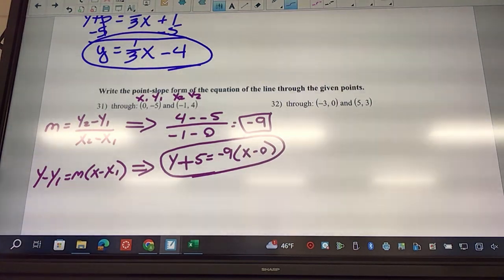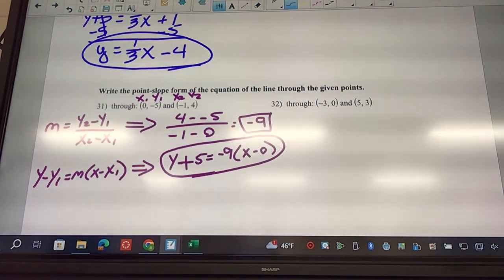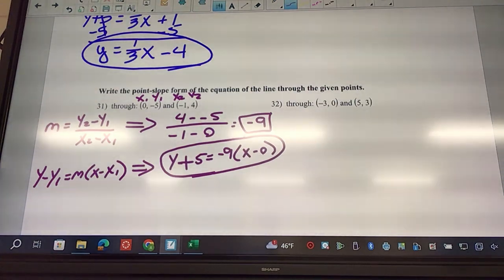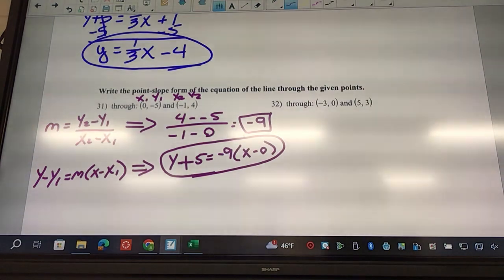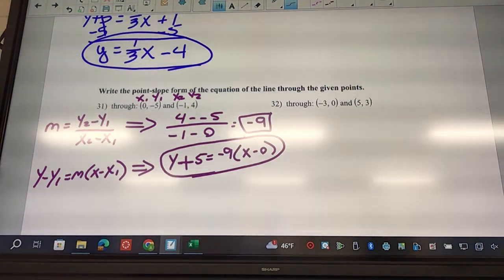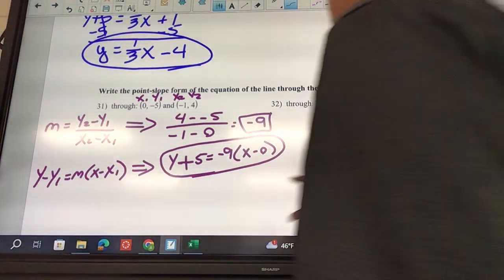Okay, we got 2 left. I would like you to cross off 35 and 36. Don't mess it up. 35 and 36. We're not going to do 2 of them. They take too long.